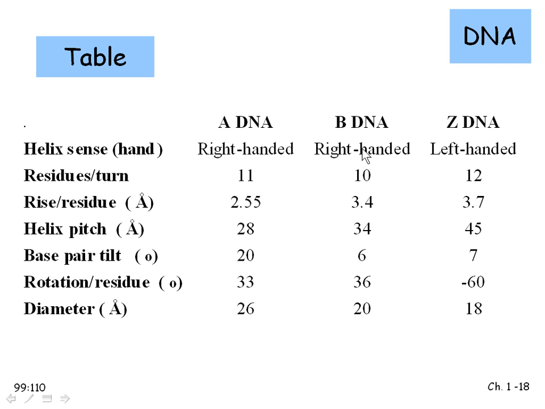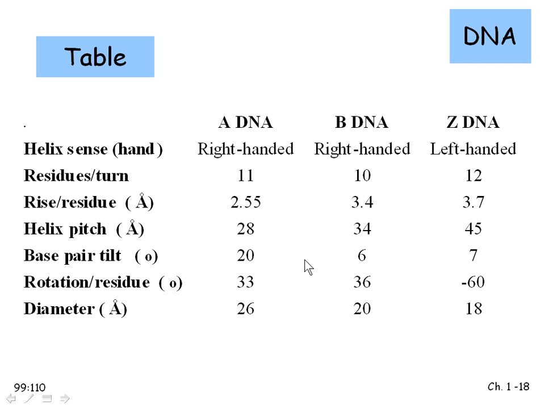The two right-handed ones here, this is showing you the residues per turn, that B DNA has exactly 10. And there's got to be an error there. Oh, that's okay. There's 11 residues per turn in A DNA and 12 in Z DNA. So they have different tightness of twisting. And they also differ in how much they rise. So A DNA is squatter, Z DNA is more elongated, and so on.